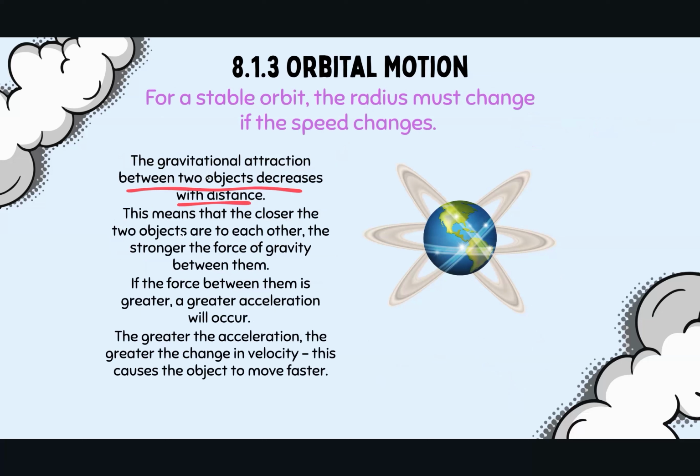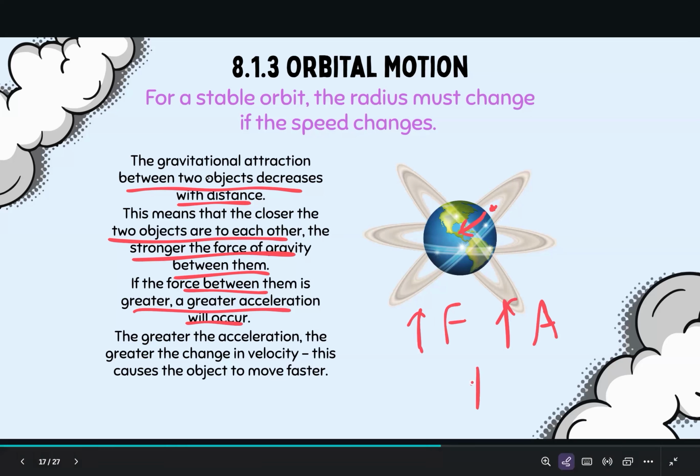This means the closer two objects are to each other, the stronger the force of gravity between them. So if the force between them is greater, the greater acceleration will occur. The greater the acceleration, the greater the change in velocity. In other words, if something is closer, it has a stronger force acting on it. If the force is bigger, the acceleration will be bigger, which means the velocity change will be bigger. So it'll be changing direction more often.